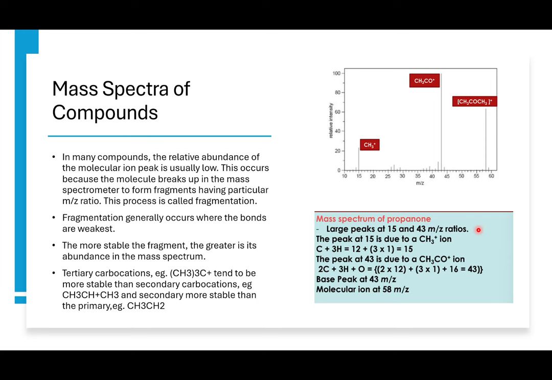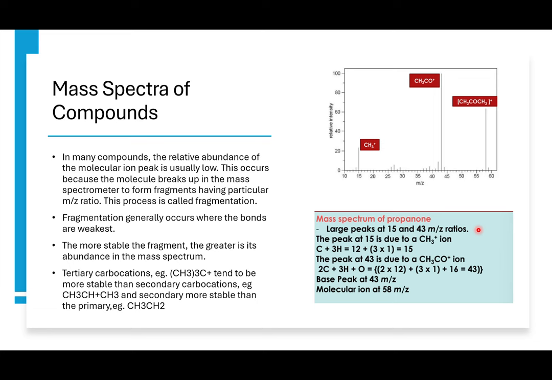Simple, right? And we spoke about bond strength and those type of things in unit 1, so we're going to bring back that concept. The more stable the fragment, the greater is its abundance in the mass spectrum. So the base peak, note that the base peak has the highest abundance. That means that it's the most stable fragment.